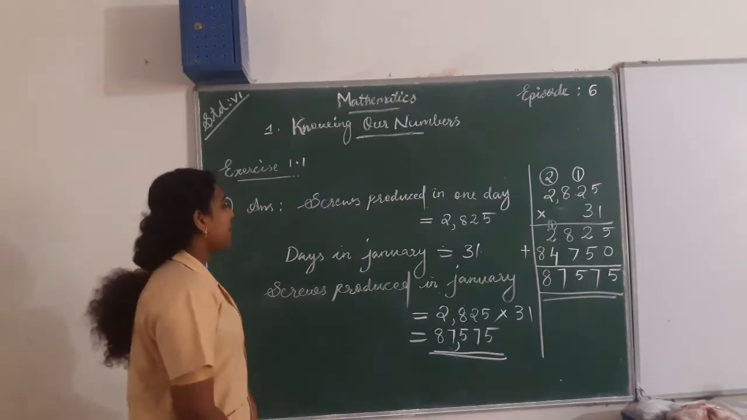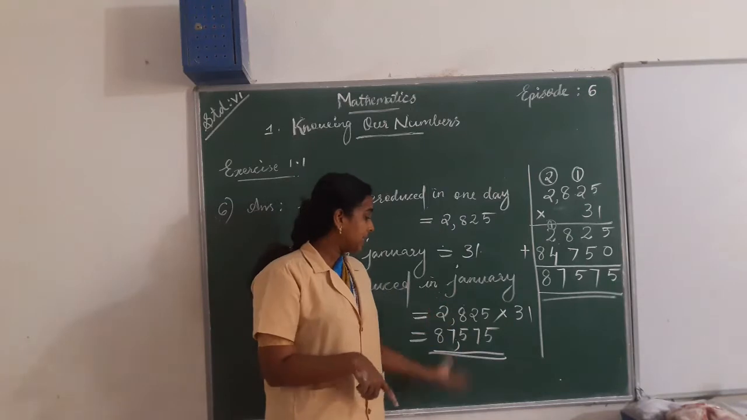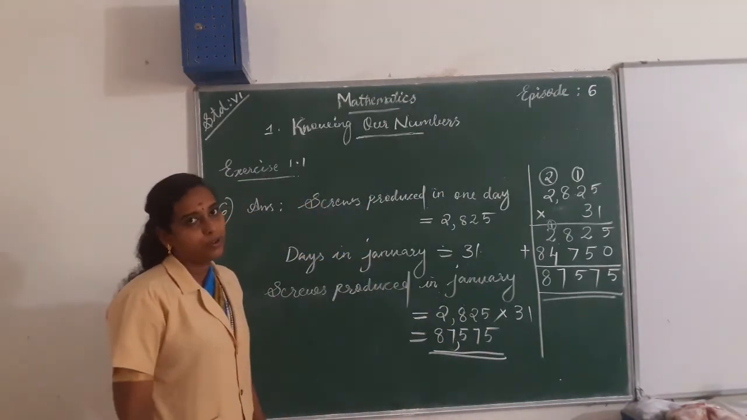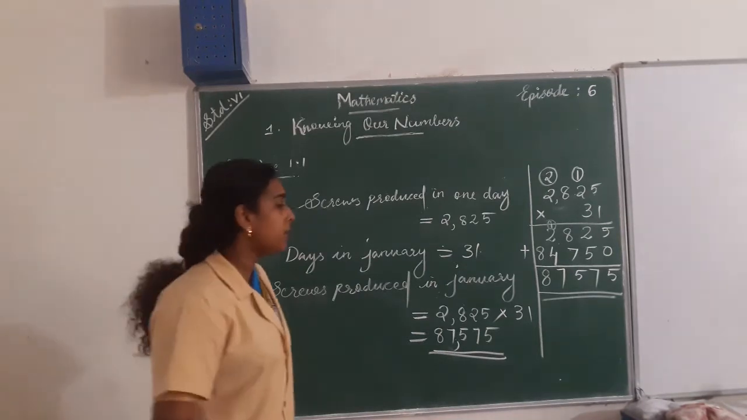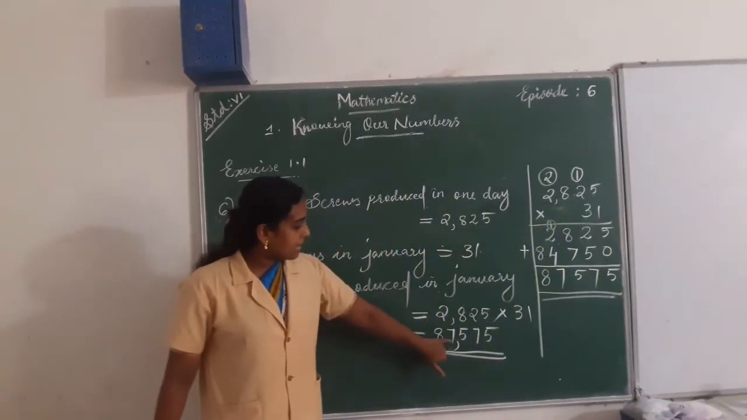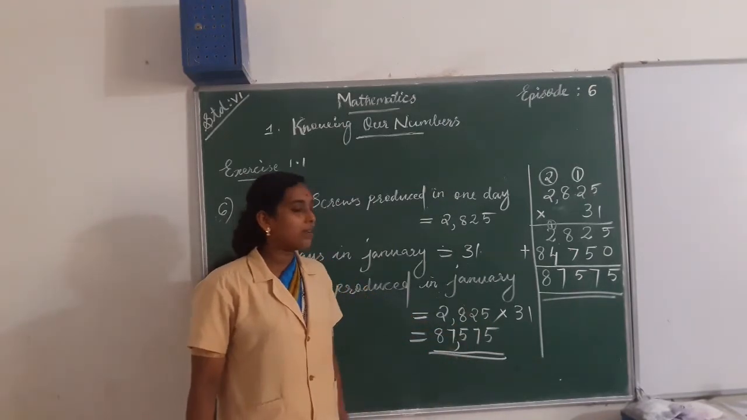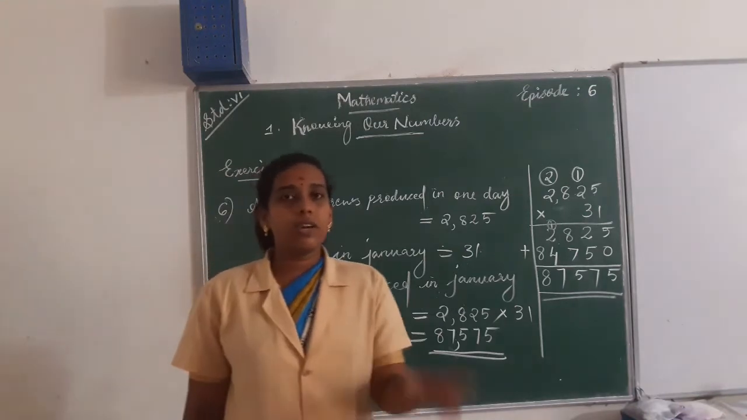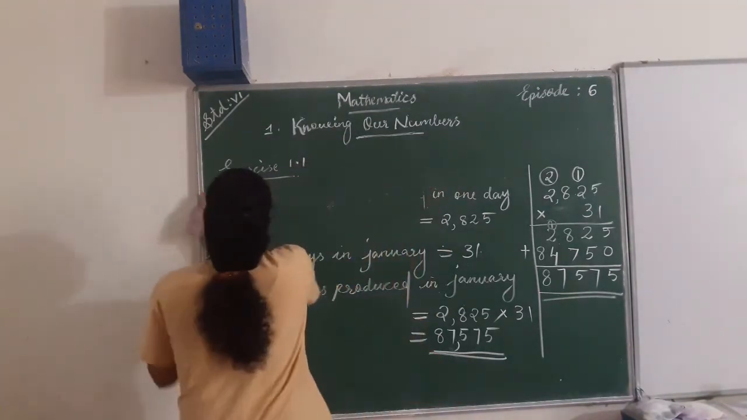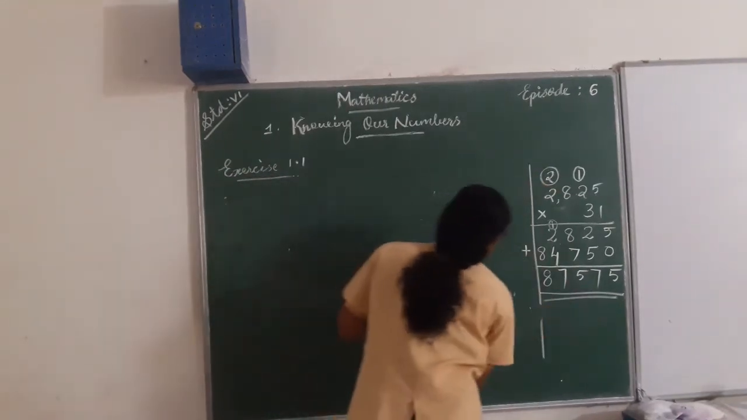87,575. That means in the month of January, 87,575 screws were produced. Okay. How many screws were produced in the month of January? Yes, 87,575. 87,575 screws were produced in the month of January. Okay. So we move now to the next question.